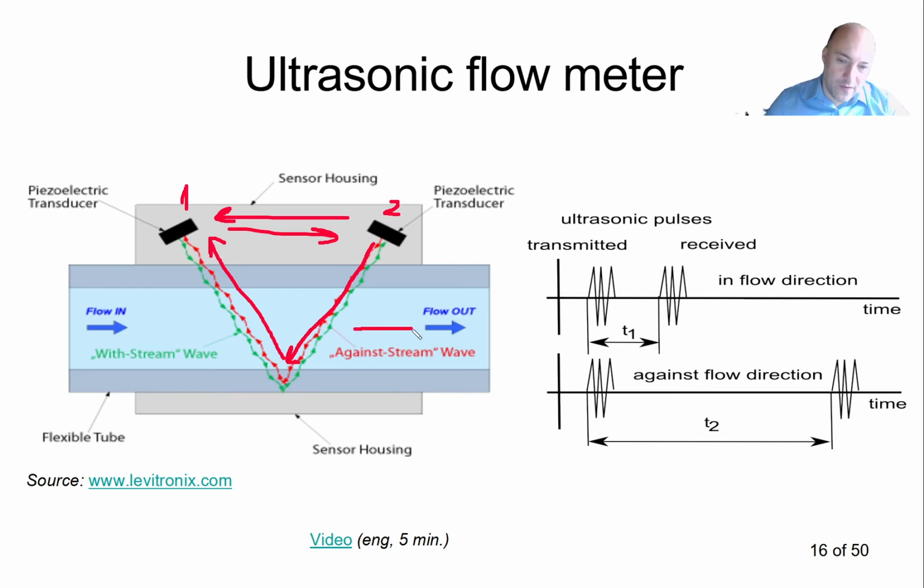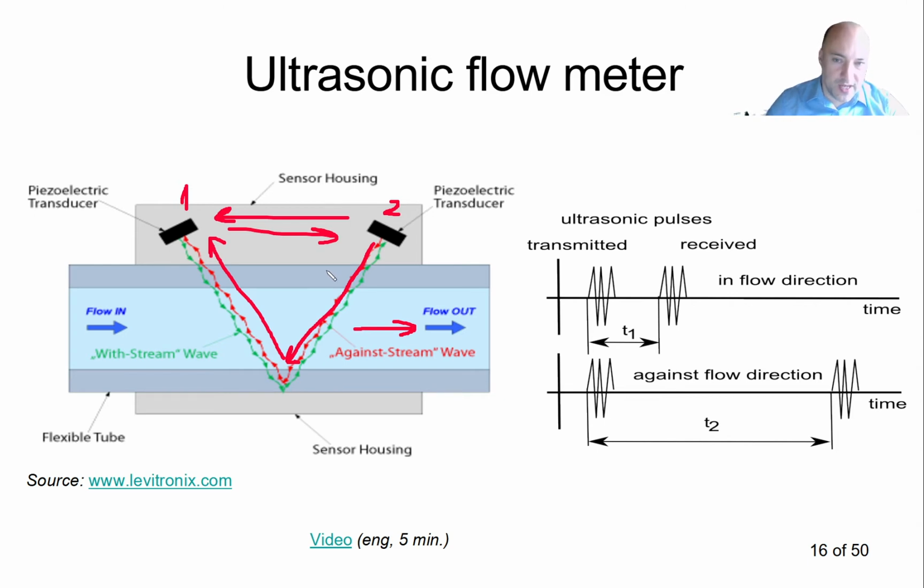If, however, the fluid is flowing in one direction, then if I go from 1 to 2, it will take me a shorter time than if it's traveling against the stream. So if I take the time from 2 to 1. So if my flow rate is going from the left to the right, time from 1 to 2 will be shorter than time from 2 to 1. And we can of course calculate a function, and we can relate this to the flow rate.